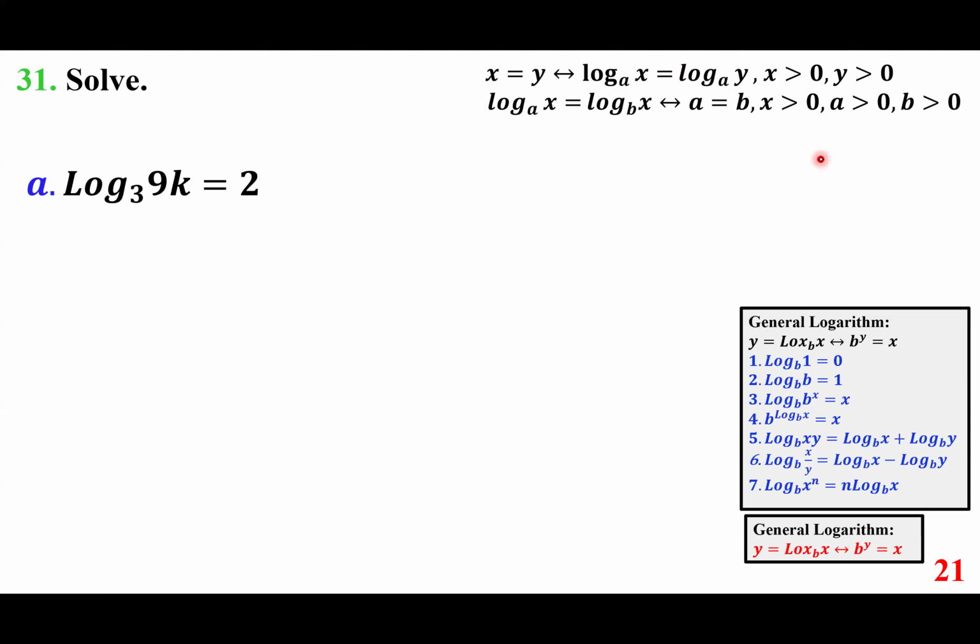All right. By the way, the base can't be 1 either. So all you have to do for this one, look at the arrow. 3 squared is 9k, or 9k is 3 squared. 3 squared is 9. So divide by 9, k becomes 1, and you're done. It's that simple.